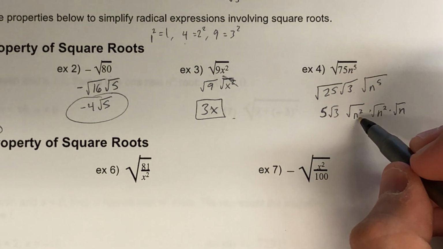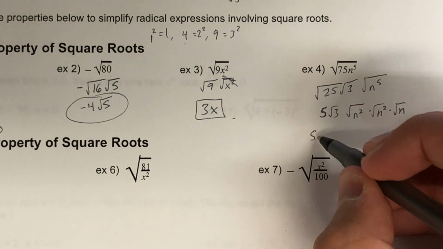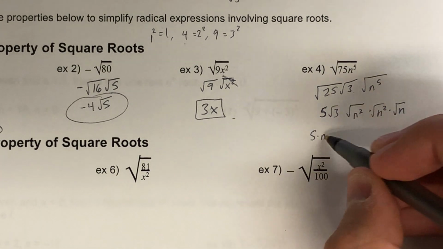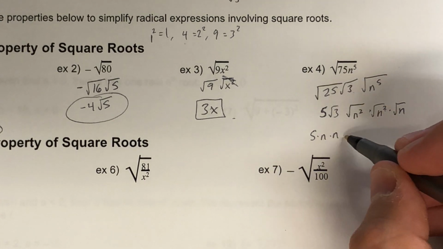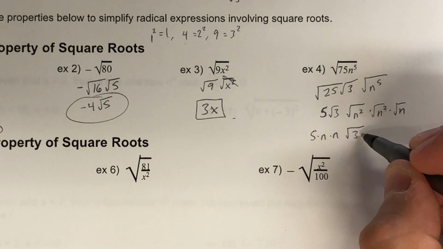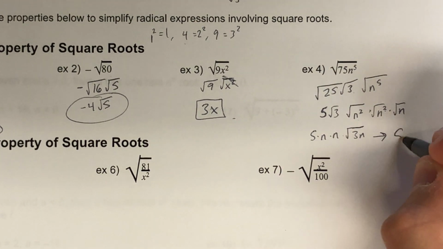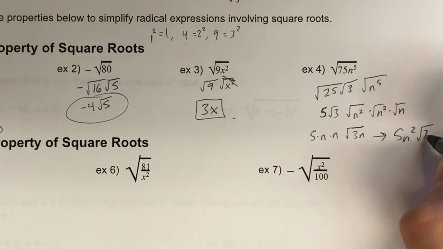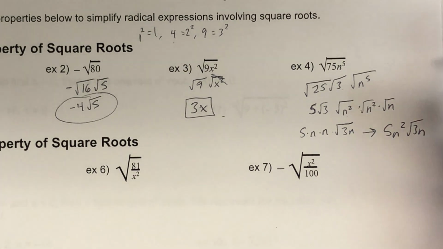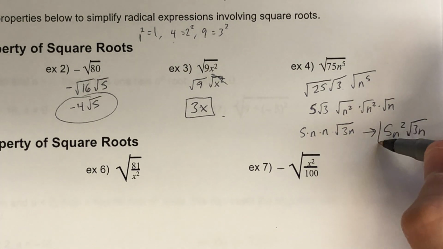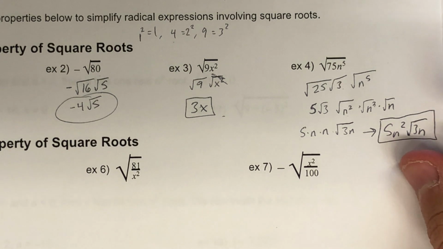And now we have the square root of n squared is n, square root of n squared again is n, and then we have the square root of 3 times the square root of n, or the square root of 3n. And then n times n gives us n squared. So we've got 5n squared root of 3n. So you want to pull out as much as you can out of that square root as possible.